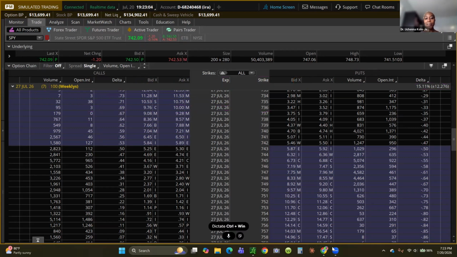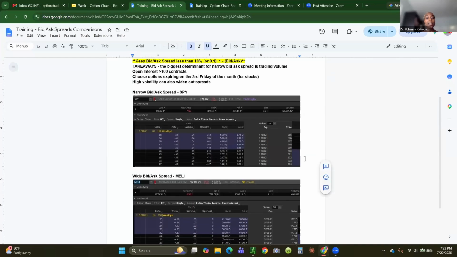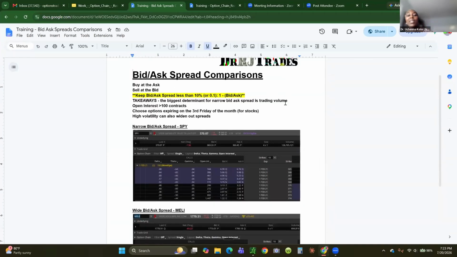Remember what I said, that the options with the tight bid-ask spreads are the ones that have an open interest of 100 contracts. Also, options expiring the third Friday of the month. And we want to keep our bid-ask spread tight, less than 10%. So make sure we're looking at the volume and the open interest.